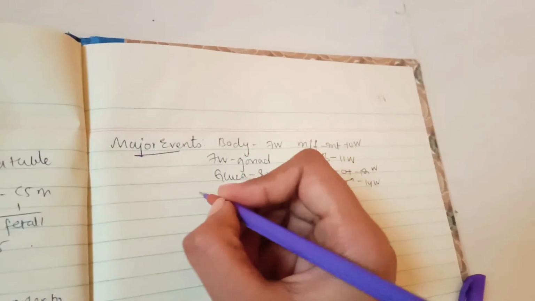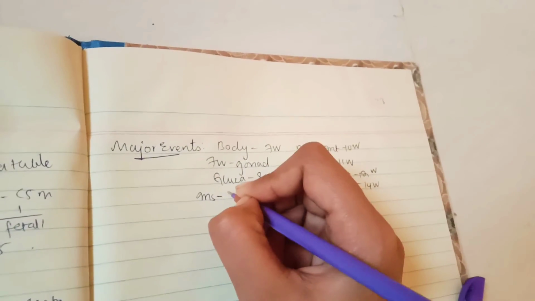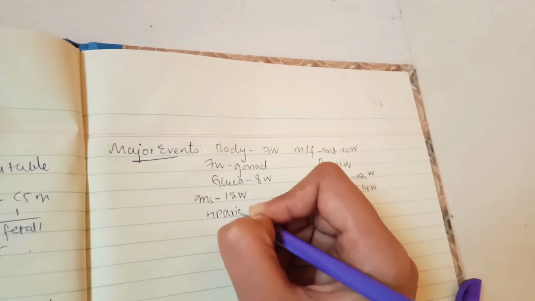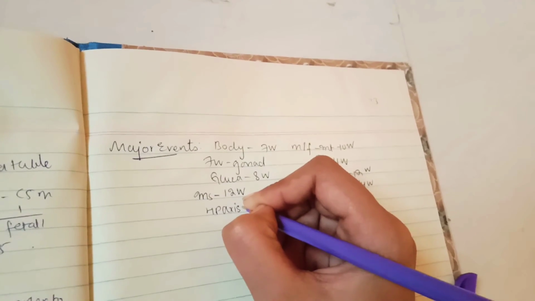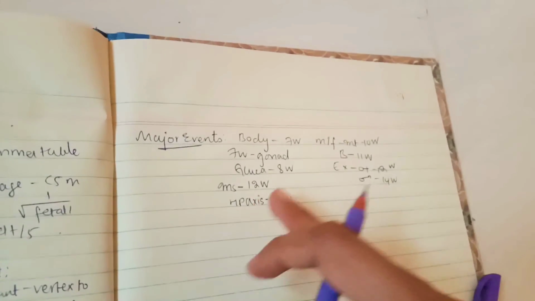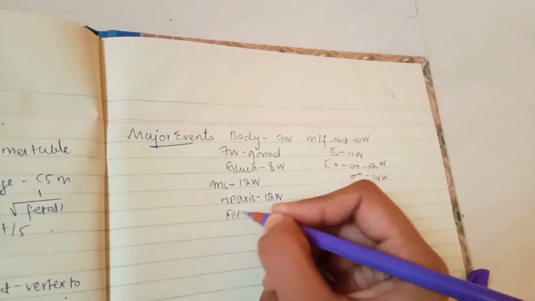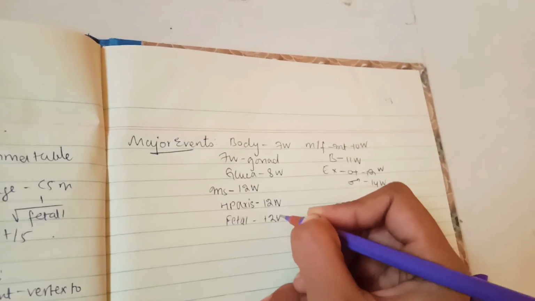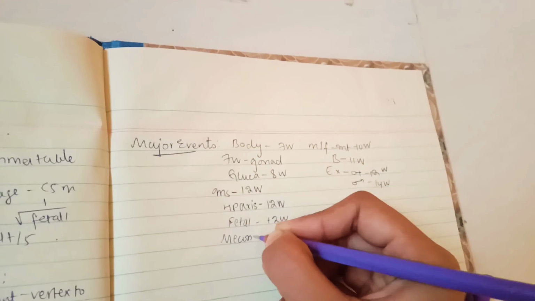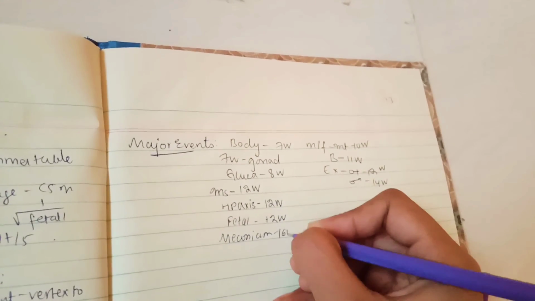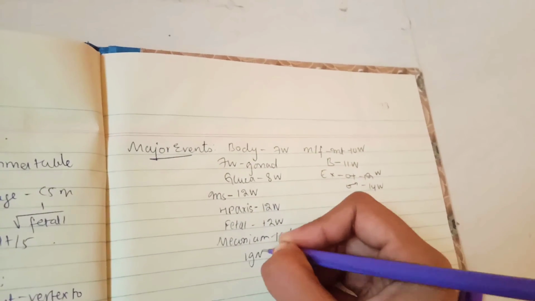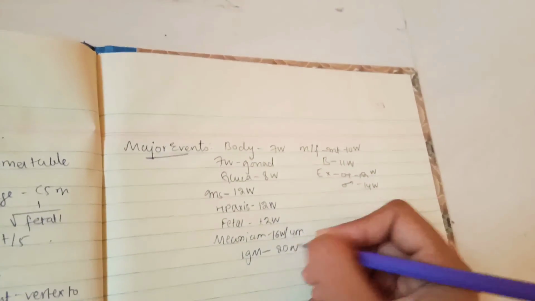Insulin production will start on the 12th week. The hypothalamic-pituitary-gonadal axis will start on the 12th week. And fetal urine will start forming on the 12th week. Meconium production is from 16 weeks or 4 months. And the fetus producing IgM begins at 20 weeks. So all this we need to remember.